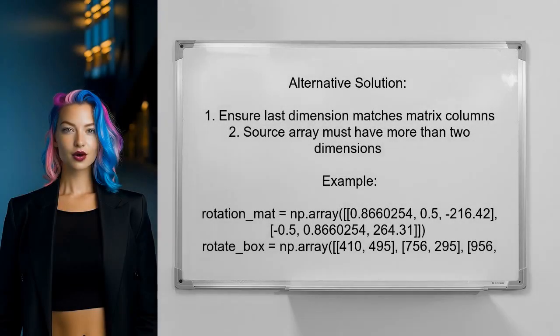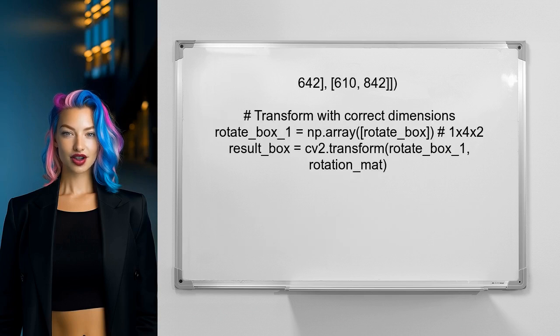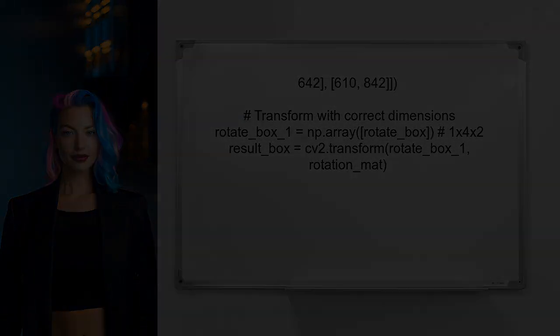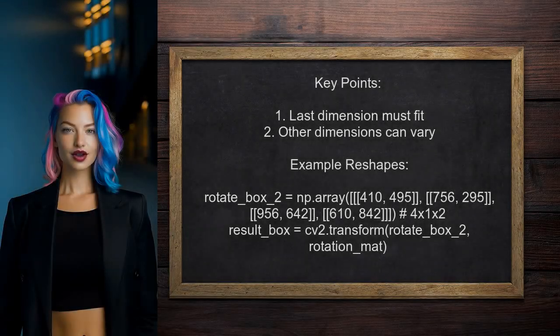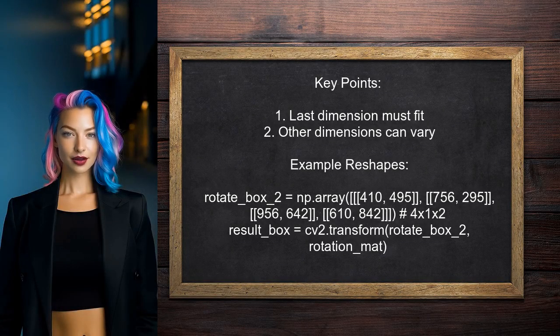An alternative solution suggests that the last dimension of the source array must match the number of columns in the transformation matrix. The user explains that each element of the source array should have more than 2 dimensions for the transformation to work correctly. The user also demonstrates that as long as the last dimension is correct, other dimensions can vary. They provide examples of reshaping the source array to fit the requirements of the cv.transform function.